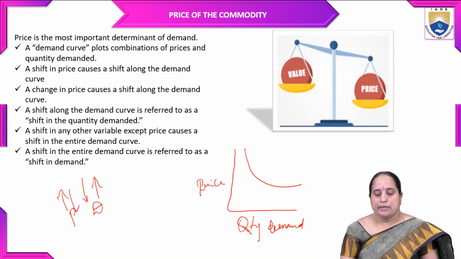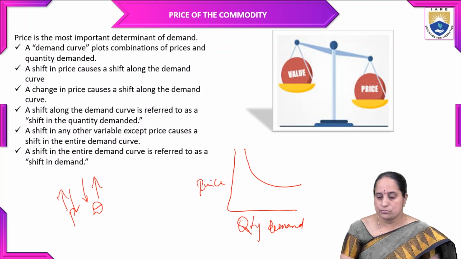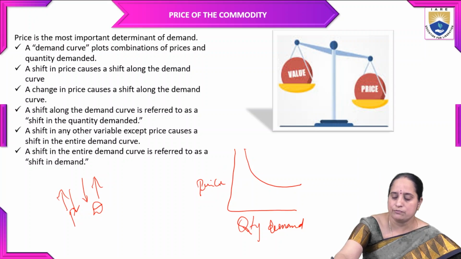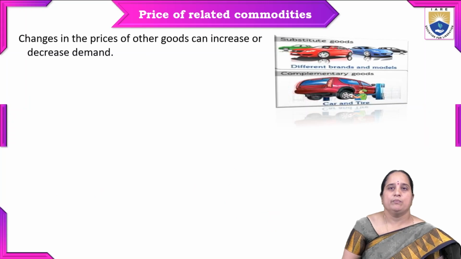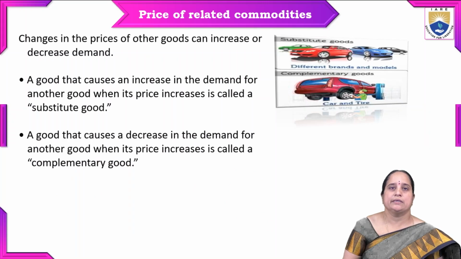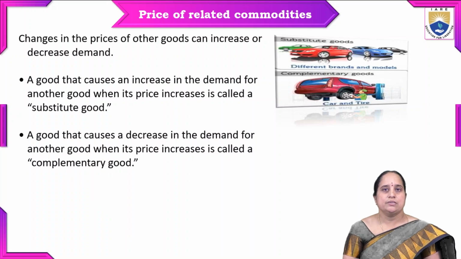So a shift in the entire demand curve is referred to as shift in demand. So that is the reason as soon as we can find changes in terms of prices, it is going to influence the quantity demanded. Then coming to the price of related commodities. So changes in the prices of other goods can increase or decrease demand.